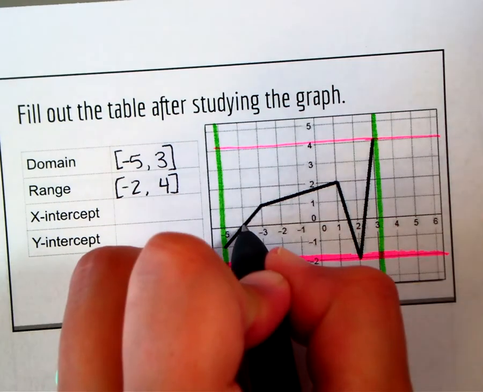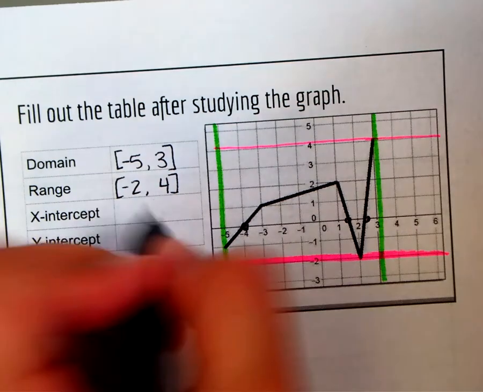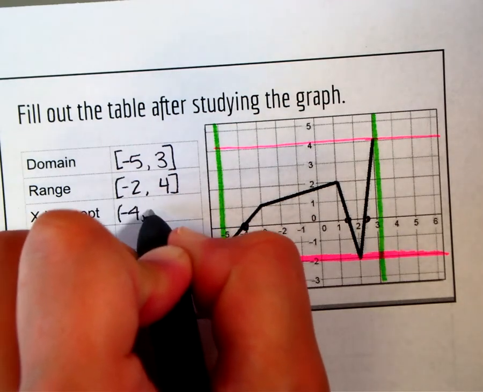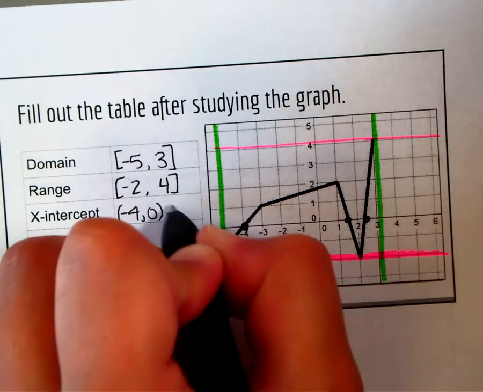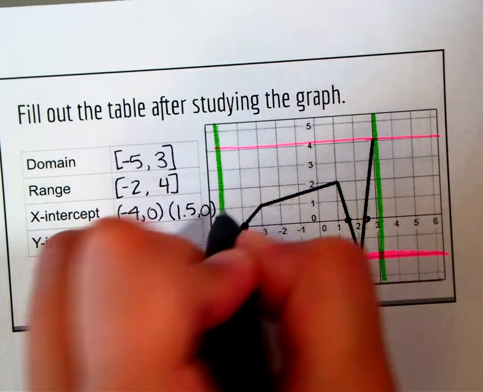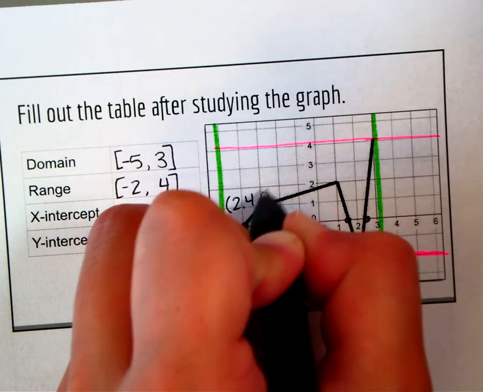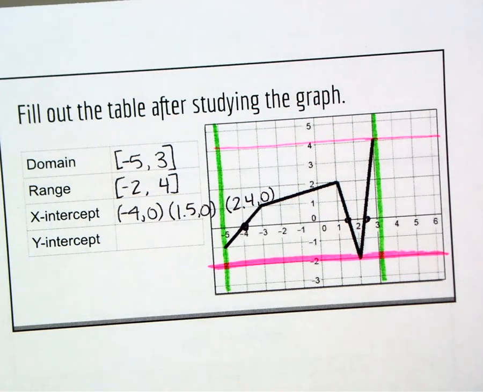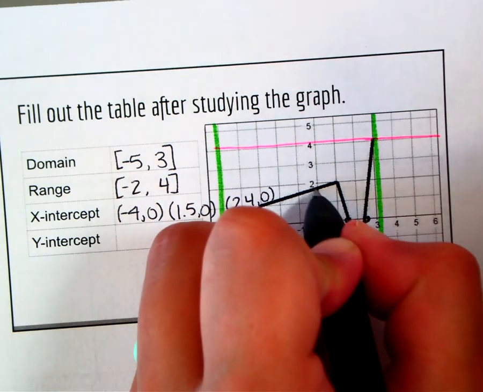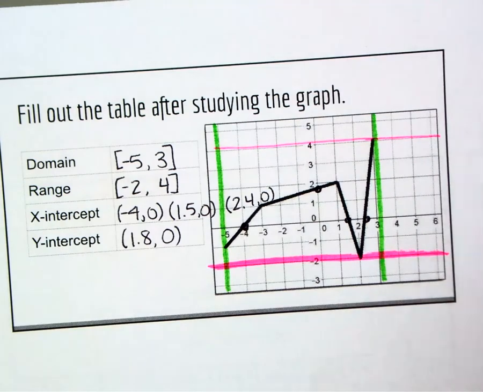X-intercept, we've actually got multiple. So we've got 1 here, 1 here, and 1 here. So we've got 1 at -4. We've got another between 1 and 2. Oh, I'm going to run out of room. We've got another one at like 2.4. And then my y-intercept is somewhere between 1 and 2, so we'll say like 1.80. Give or take. Those don't have to be exact.